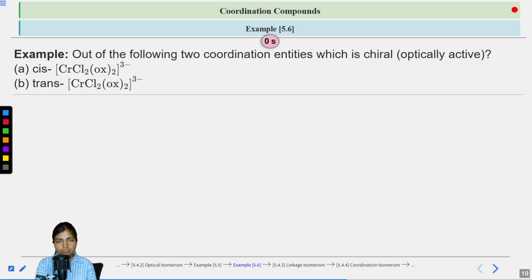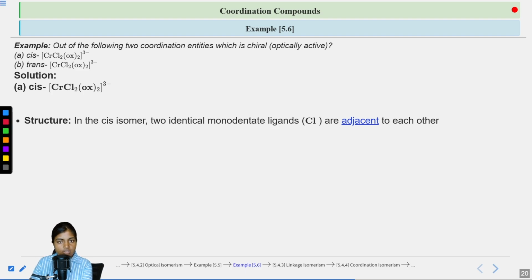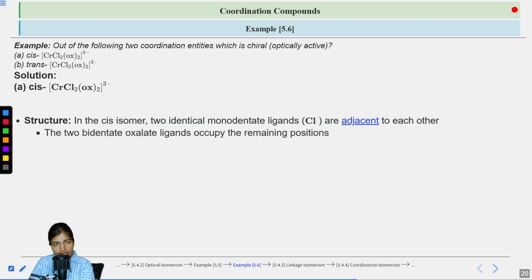Okay, let's see. So let's see one by one. The first part is given as cis-[Cr(Cl)2(ox)2]3-. So in the cis isomer, the two identical monodentate chlorine ligands are going to be adjacent to each other, right? That is going to be the structure of the cis isomer. The two bidentate oxalate ligands occupy the remaining positions after the chlorine ligands occupy the adjacent positions.